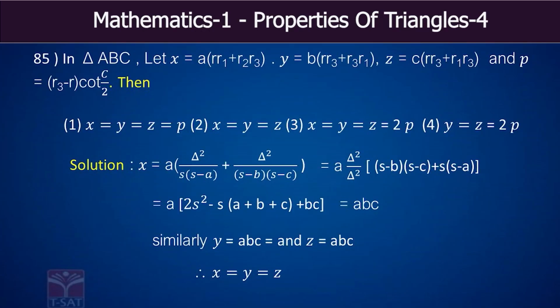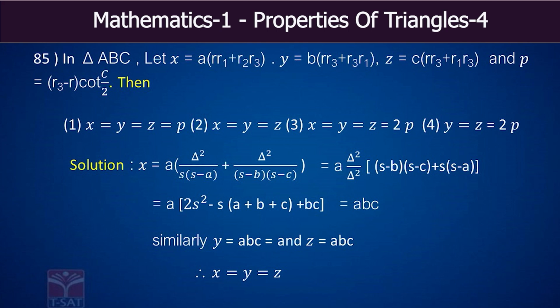Problem 85. In triangle ABC, let x is equal to a(R1 + R2R3), y is equal to b(RR2 + R3R1), and z is equal to c(RR3 + R1R2), and p is (R3 - R) into something/2. Then the options are: x is equal to y is equal to z is equal to p; x is equal to y is equal to z is equal to p; x is equal to y is equal to z is equal to 2p; and x is equal to y is equal to z is equal to 2p.